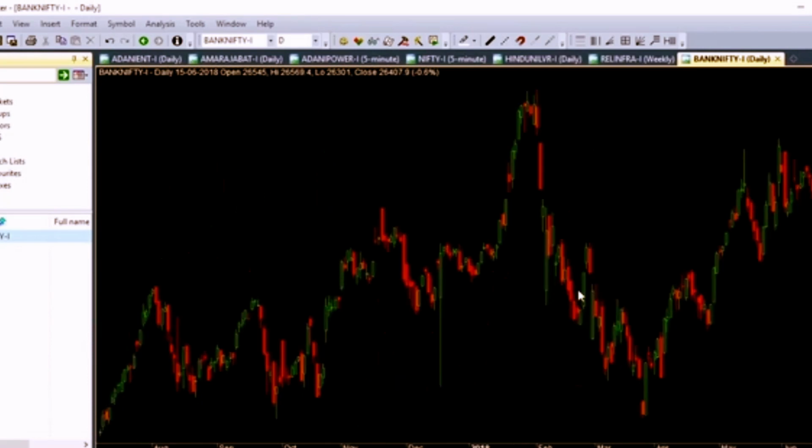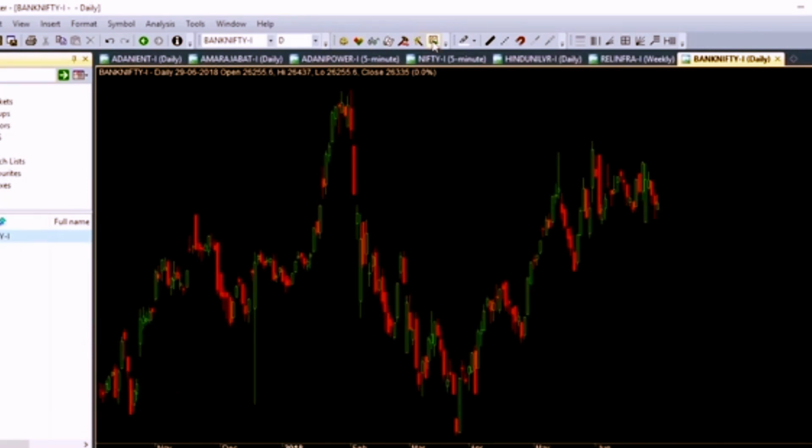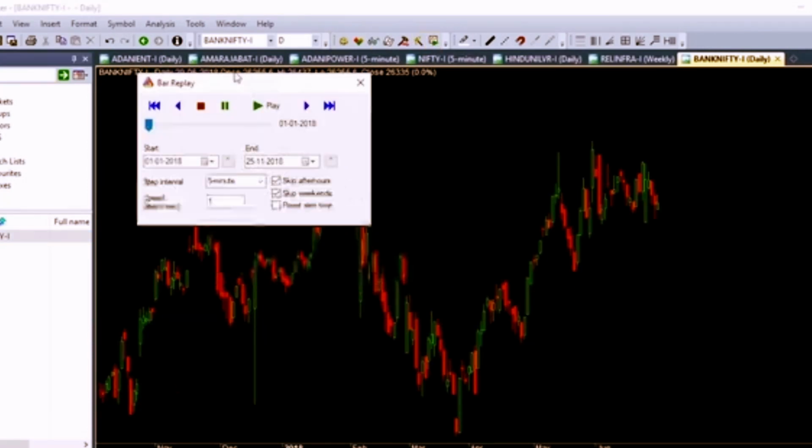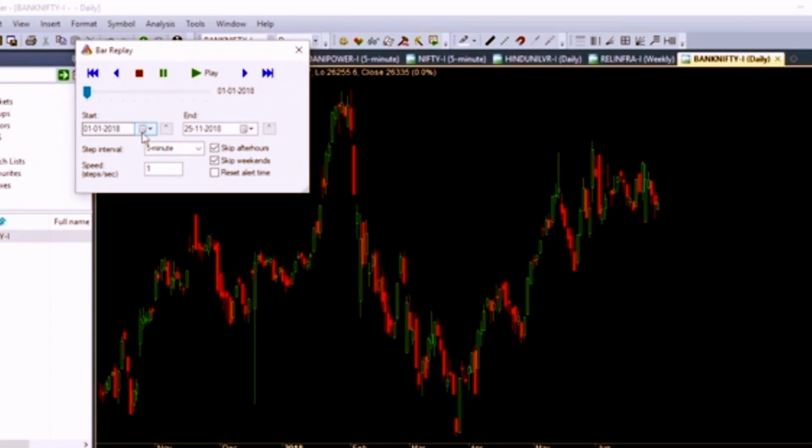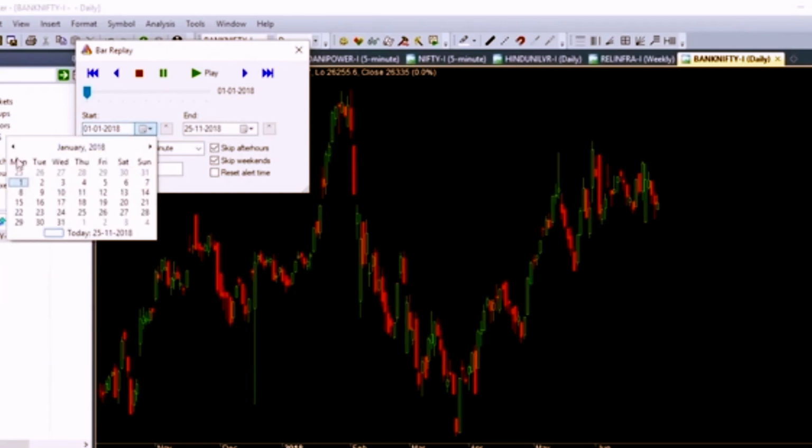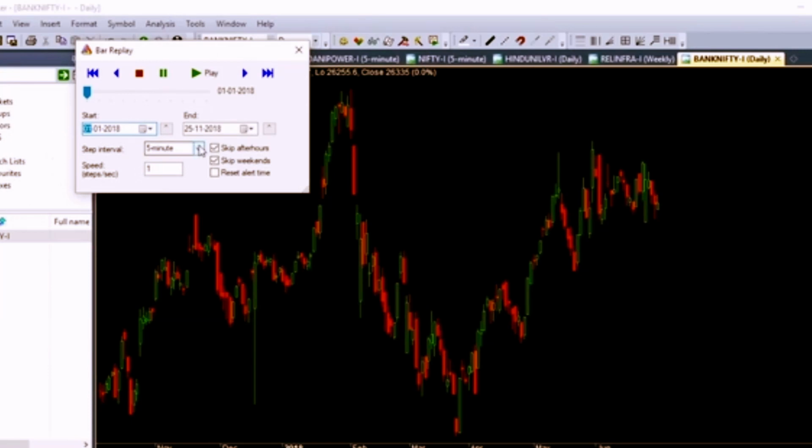So let's go to Bank Nifty. Okay, what I am going to do in case of AmiBroker is there is something called bar replay, friends. I am going back in time and resetting the time as Jan 1st 2018.